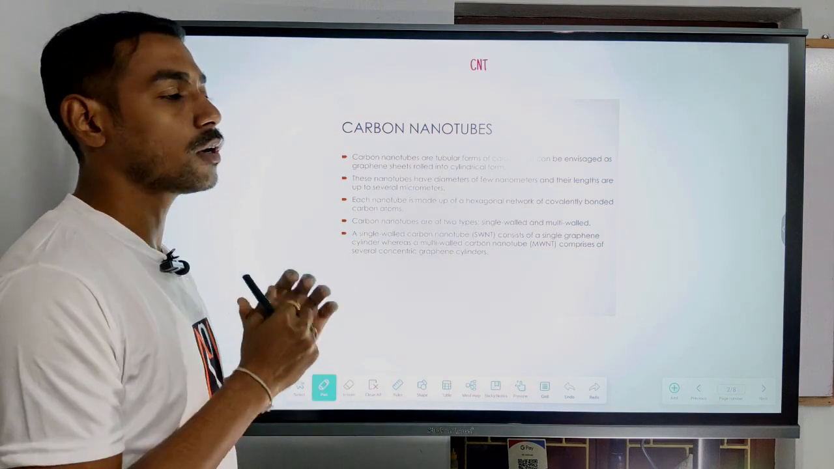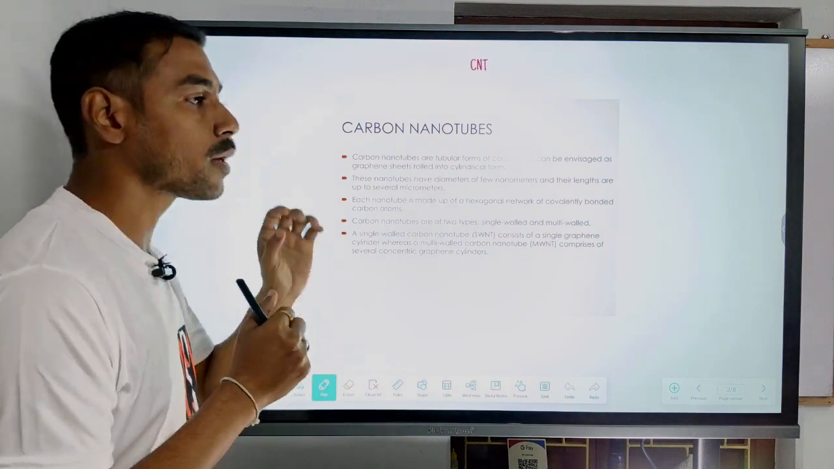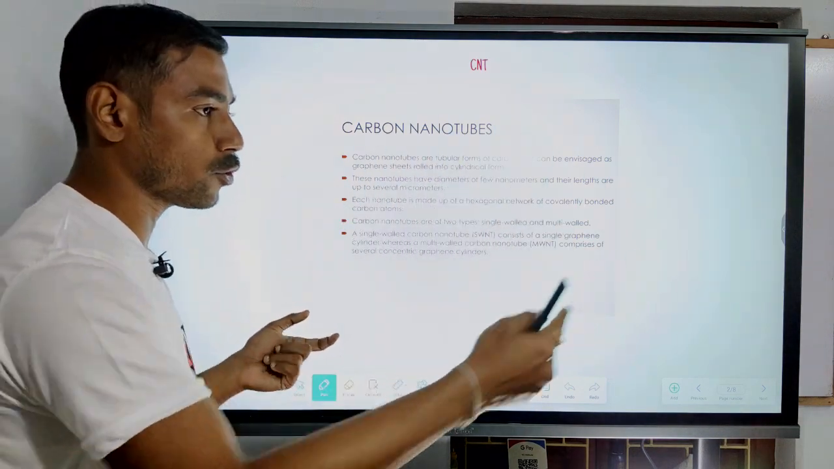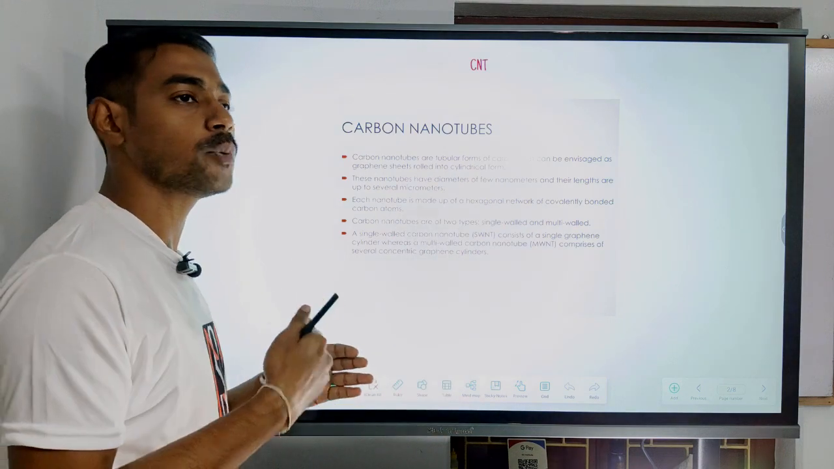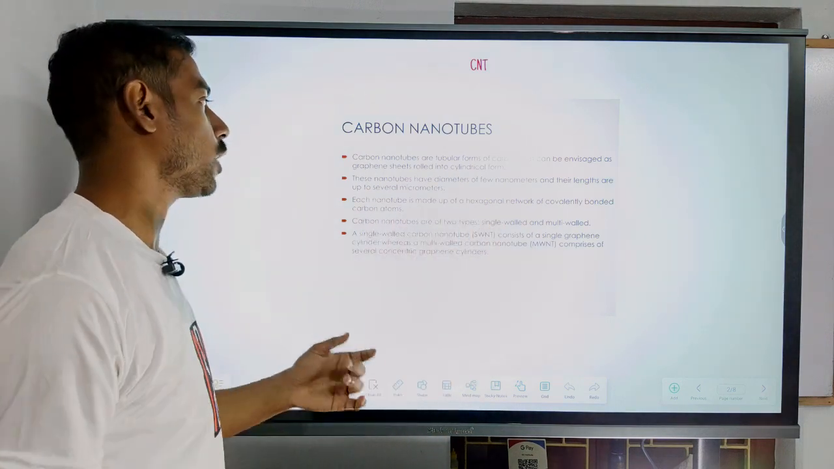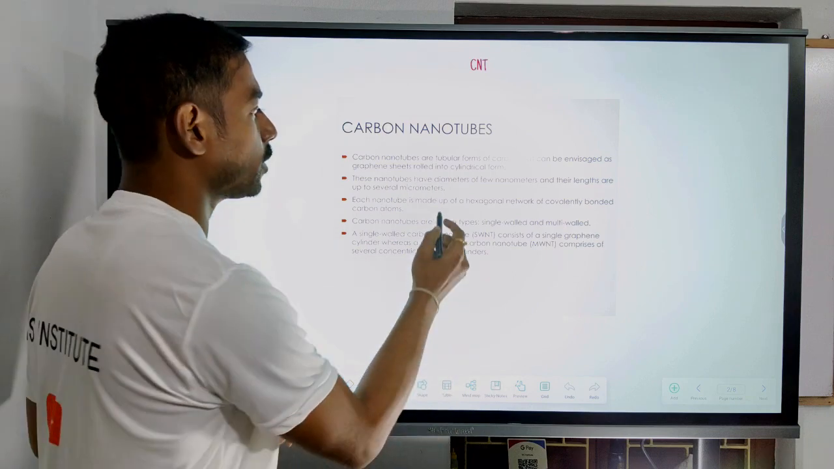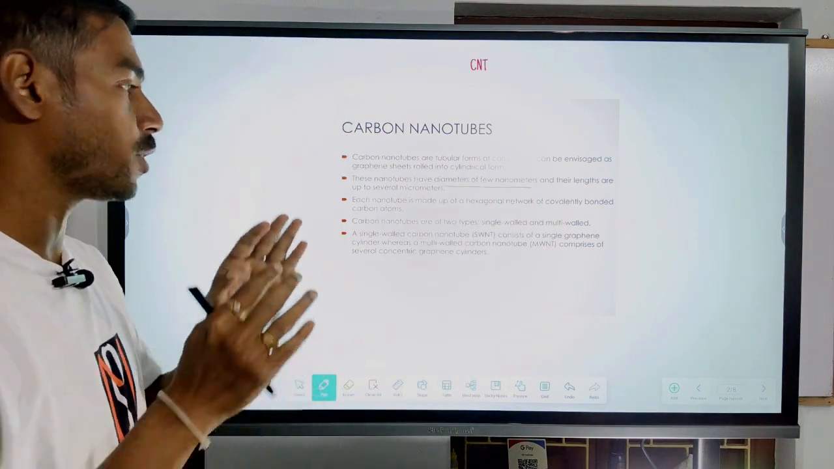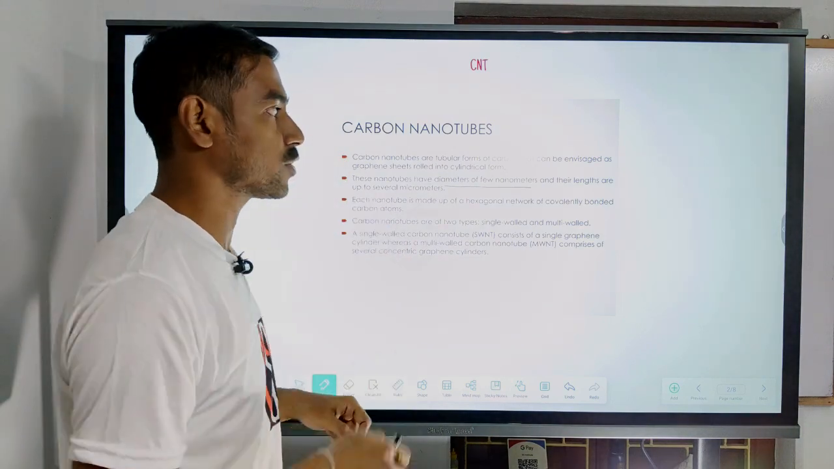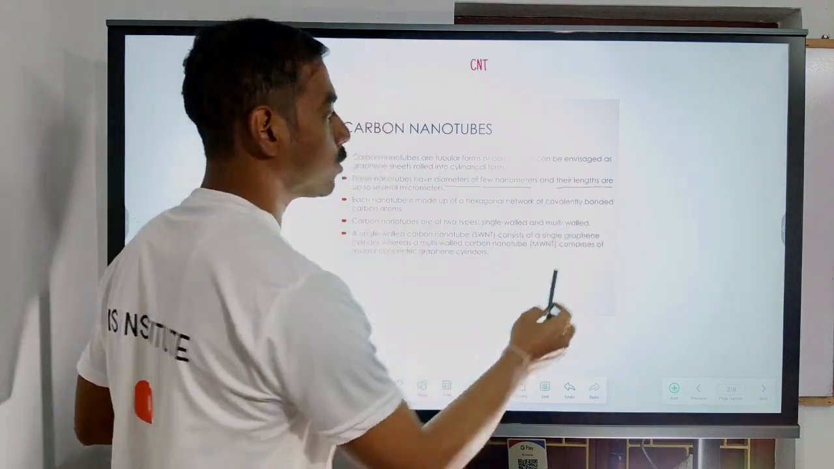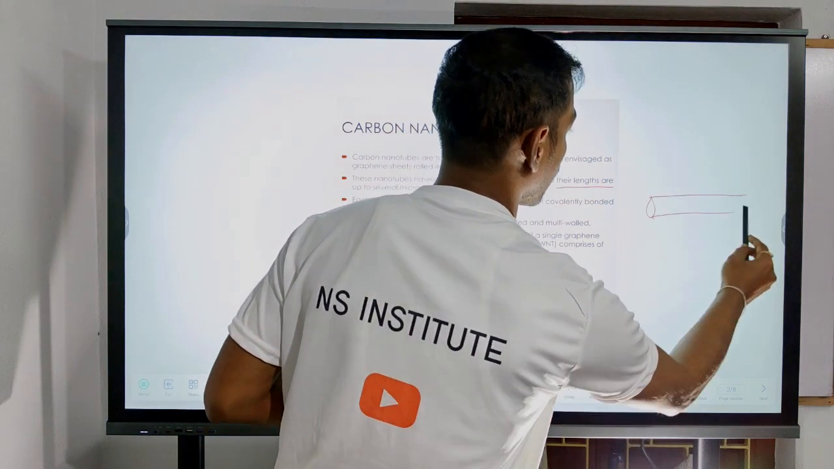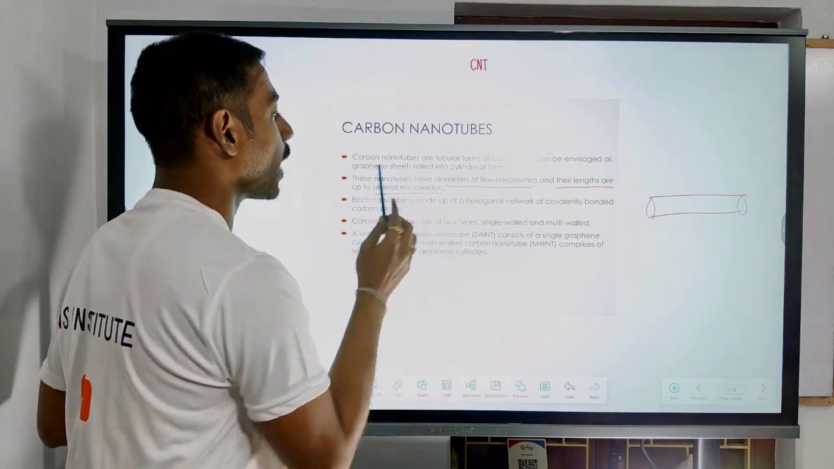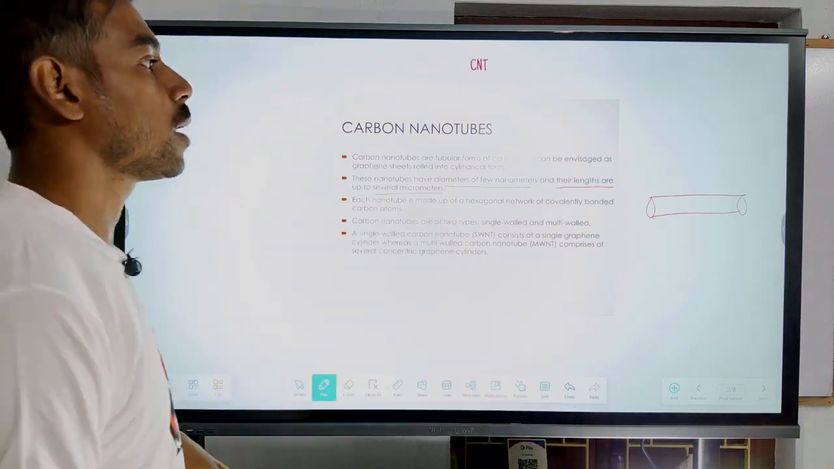When a single graphene sheet is rolled up, it is named SWCNT, that is, single walled carbon nanotube. When it is multiple layered, it is named multiple layered carbon nanotube. Now these nanotubes have diameters of a few nanometers. That's why they are named nanotubes, because the diameter should be in the nanometer scale. But the length of a carbon nanotube can be up to several micrometers.